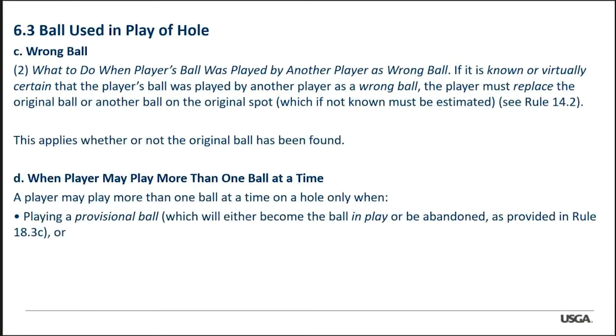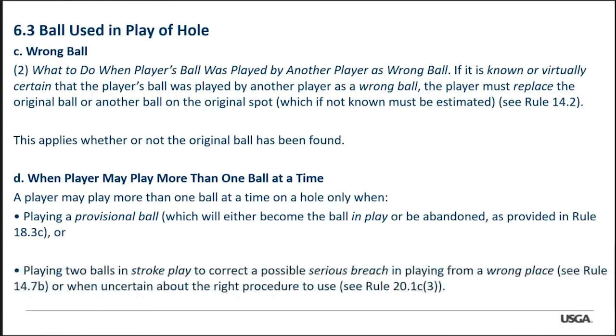A player may play more than one ball at a time under certain rules, as we know about. This hasn't changed. Playing a provisional ball, that provisional may become the ball in play and may not. Or playing 2 balls to correct an error, where we've got a serious breach from a wrong place, or when you're requesting a ruling. So there are 2 different situations where you could be playing 2 balls, and then you're going to figure out what's going on from there.